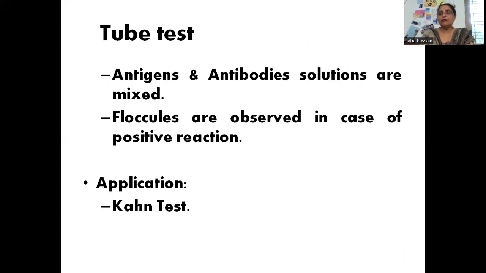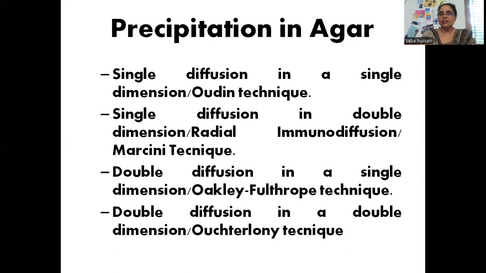In this test, if floccules are seen in a tube, then it is called a tube test. And when it was done in a tube, it was called Kahn's test. So when it is done in a tube, it is called Kahn's test. See, similar types of floccules which we have seen in the slide can be seen in the tube itself.